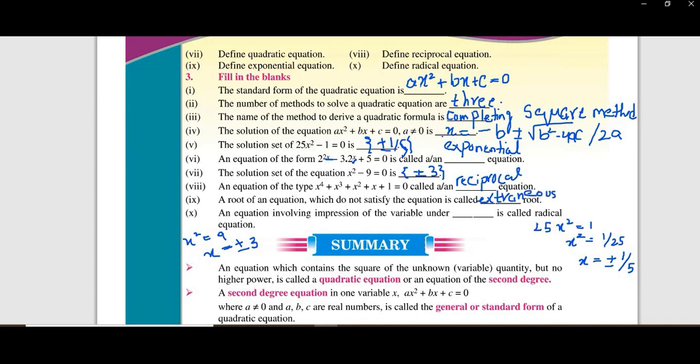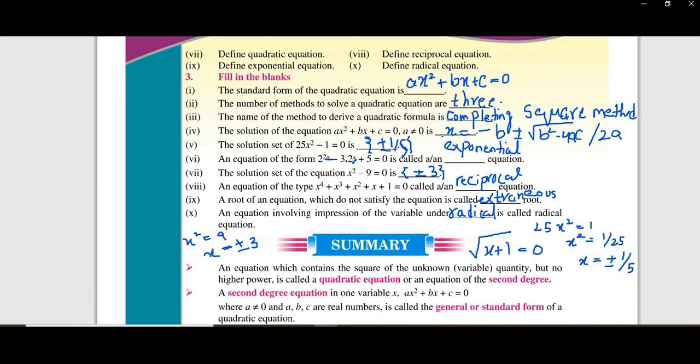An equation involving expressions of the variable under a dash is called a radical equation. An equation which is written like this, under the radical sign, is called a radical equation. So an equation involving expressions of the variable under which sign? Under radical. It is called a radical equation.